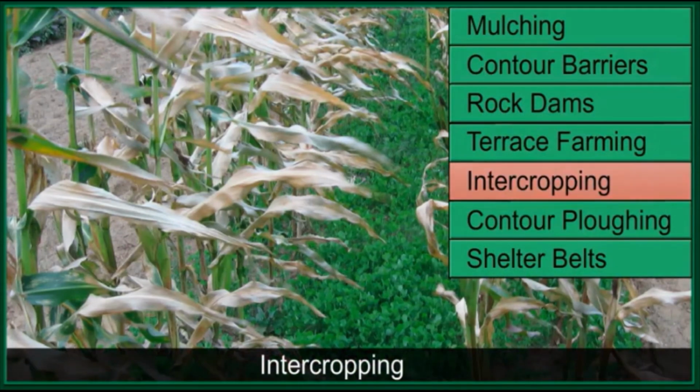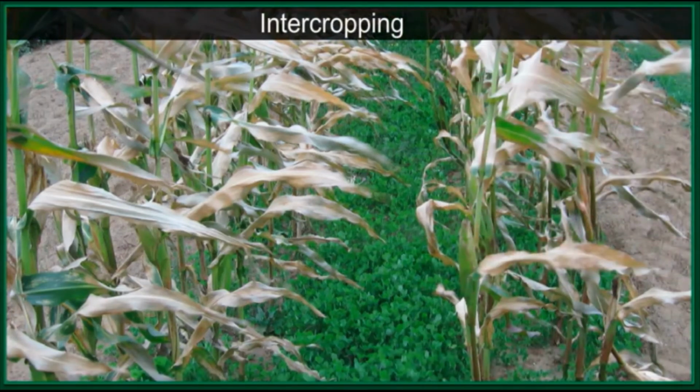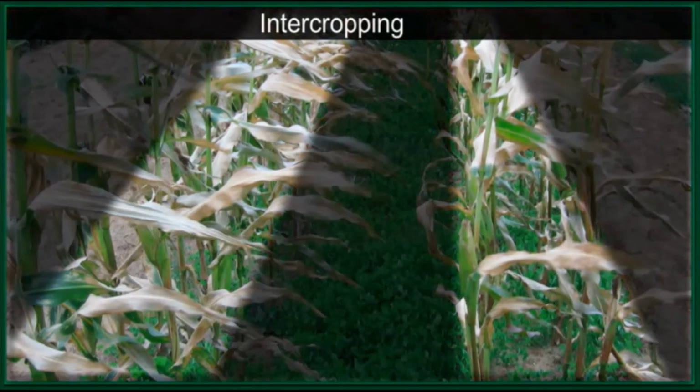Intercropping is a widely used practice in China to reduce soil erosion due to rainwash. In this method, different crops are grown in alternate rows and are sown at different times.